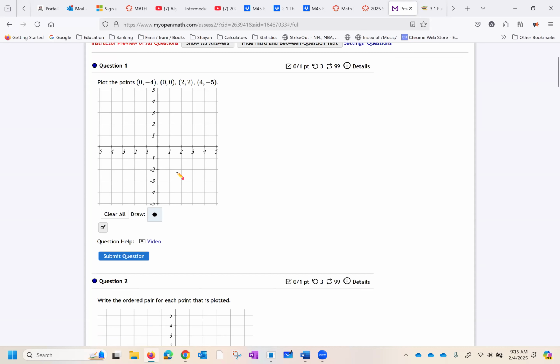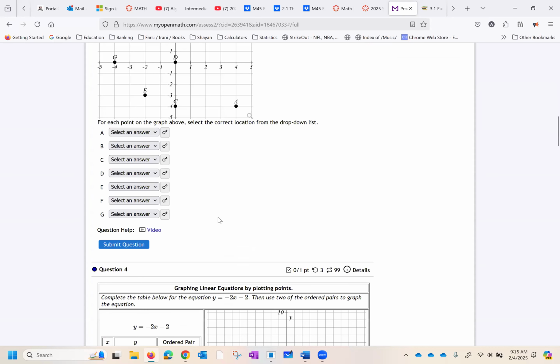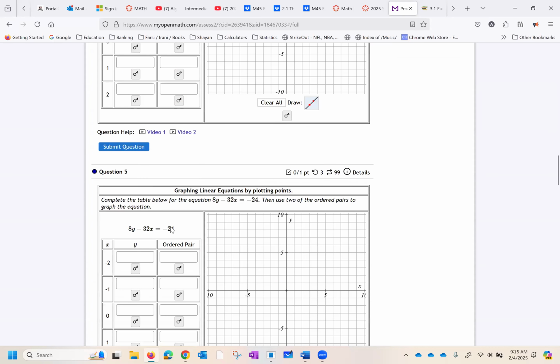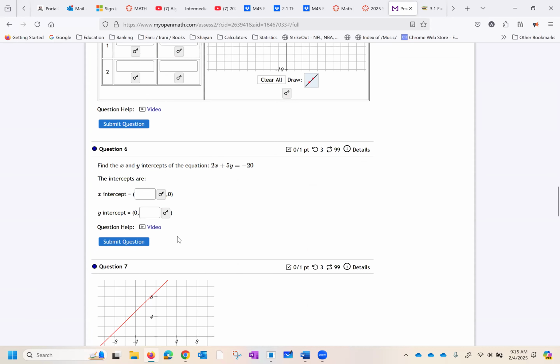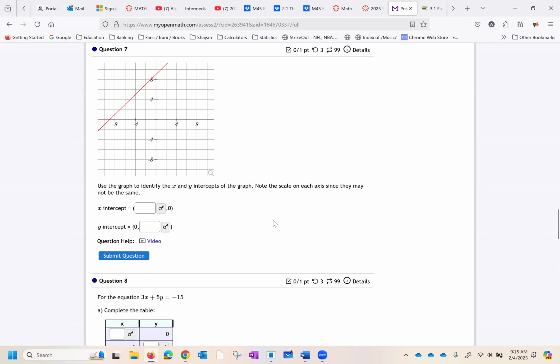So I'm doing number 1. If I find for any reason difficult to do so, I can see the video help here. The next one also has a help. Same thing here. Some of them do, some of them don't. But most of the homework questions do have video help.